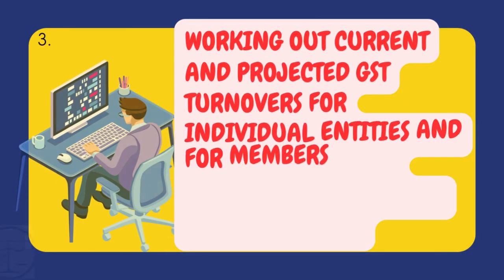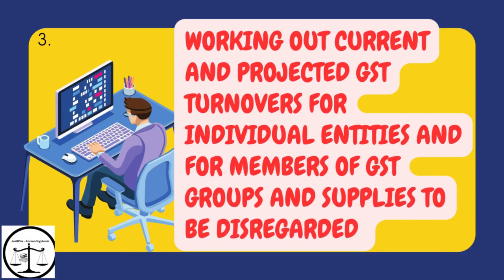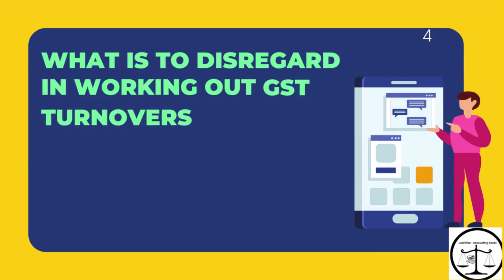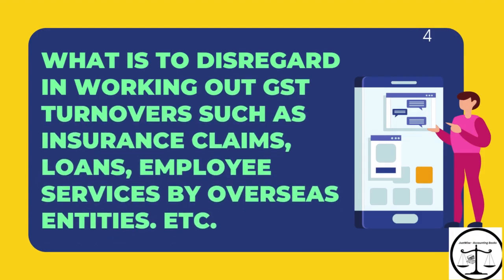3. In the third section we have discussed working out current and projected GST turnovers for individual entities and for members of GST groups, and supplies to be disregarded for working out these thresholds. 4. In all other sections we learned about what is to be disregarded in working out GST turnovers, such as insurance claims, loans, employee services by overseas entities, etc.